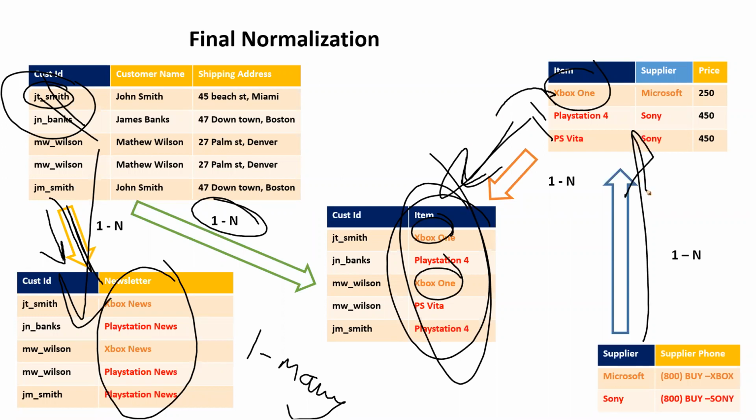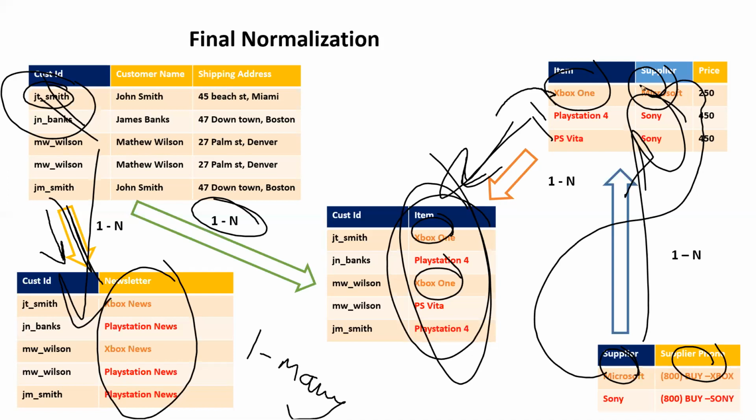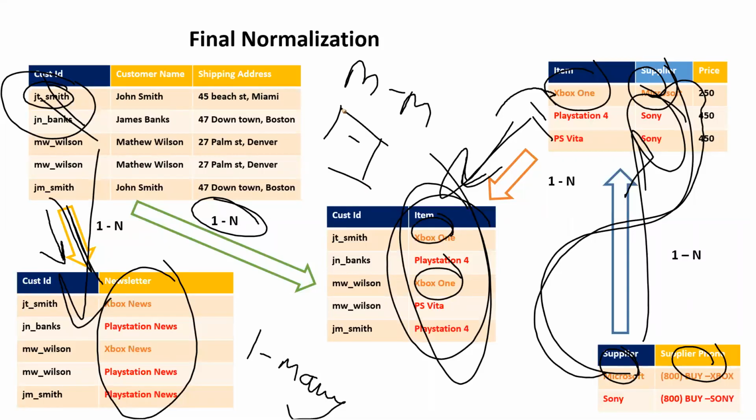Same way, this is also a one to many relation where I have Microsoft, which is a supplier, and I have a phone number. Now here I can have multiple Microsoft entries because Microsoft may have multiple products. Same way you see in Sony. So one supplier may have multiple items, pretty much possible. So you can see that all the relations are one to many here. You will see there will be some many to many relations also, one to one relations also. We'll see that in the future classes. But as of now, all the relations here are one to many.